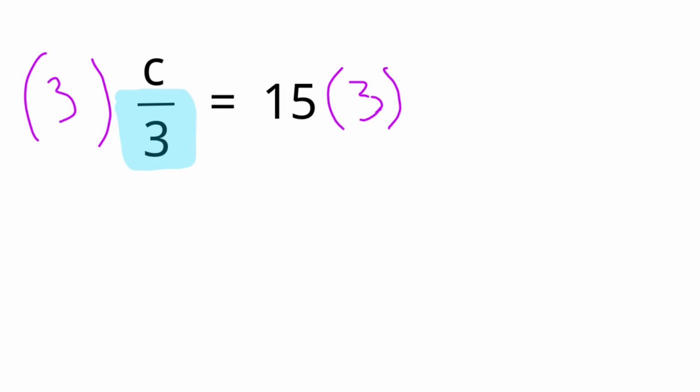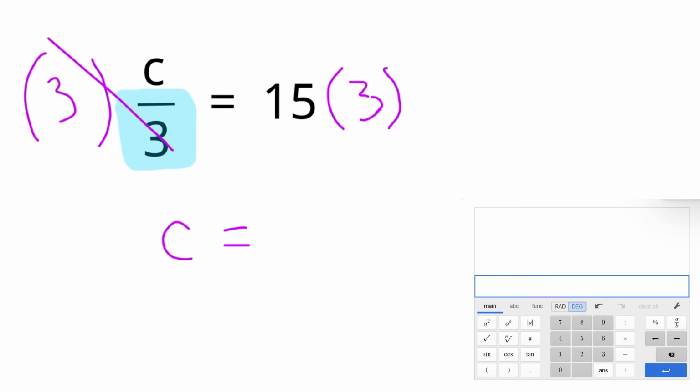On your left side, you have 3 of the 1/3. If we have 3 1/3, that'll give us 1c, leaving the variable isolated all by itself. Now on the right side, we have to multiply 15 times 3. Plug that into your calculator, you will get 45.